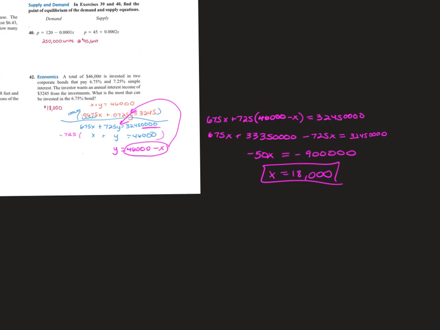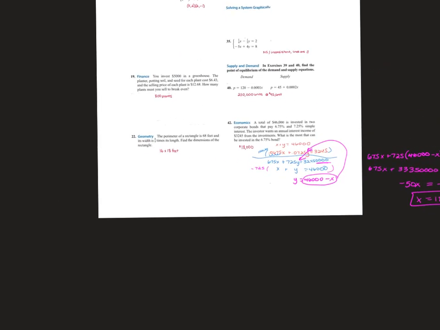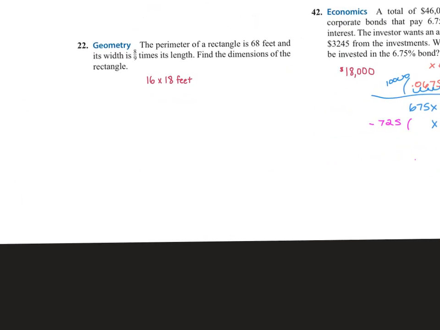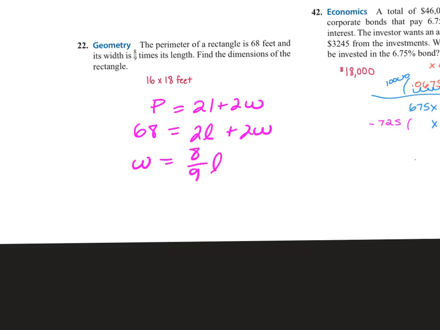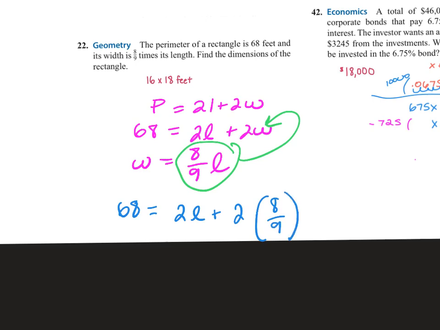22. The perimeter of a rectangle is 68 feet, and the width is 8/9 times its length. So perimeter, twice the length plus twice the width. 68 would equal 2L plus 2W. That's the one equation. And its width is 8/9 times its length. So I can take this and plug it in here. I'd get 68 equals 2L plus 2 times 8/9 L.